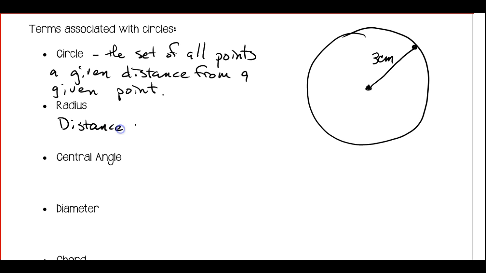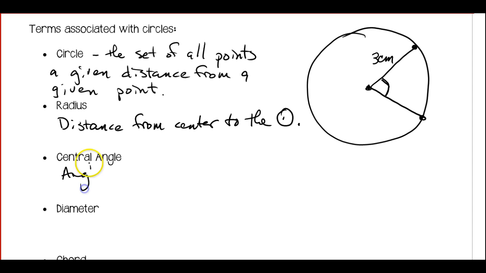Okay, radius: the distance from the center to the circle. That's our symbol for circle, and I'll use that almost all the time. And then we've got what's called a central angle. So if I draw another radius, then I form an angle here. So this is an angle formed by 2 radii. That's the plural of radius.